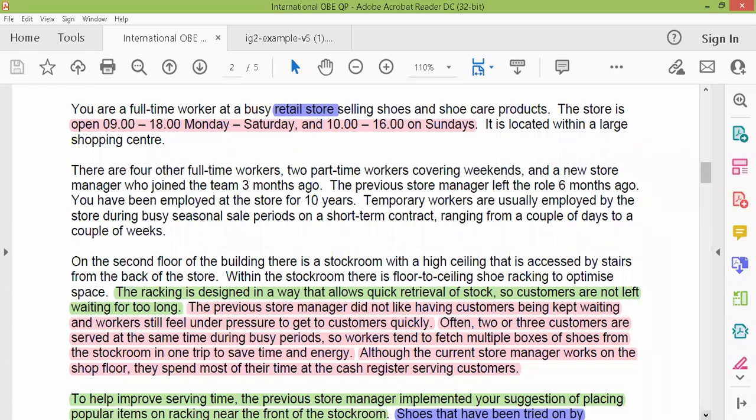The previous store manager did not like having customers being kept waiting, and workers still feel under pressure to get to customers quickly. This is due to the previous manager, who made the racks in that way, and he did not like customers waiting for a long time. He wanted quick service. But here we observed that the previous manager's focus was only on production, not on health and safety.